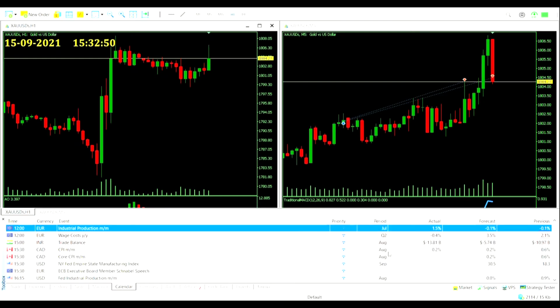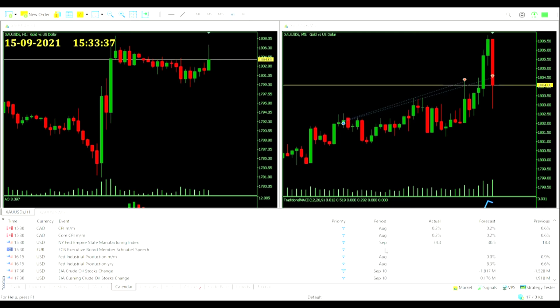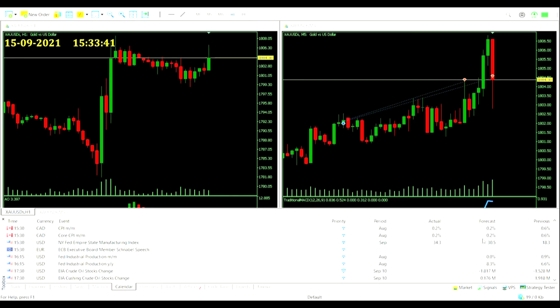Canadian CPI month on month, pretty nice for them, especially compared to the Great British numbers we've seen this morning. They have a 0.2% actual, which does match the forecast of 0.2%. I'm sure they'll be pleased with that compared to the 0.6 previous. And the same with the core CPI there for them, 0.2% actual against 0.2% forecast.